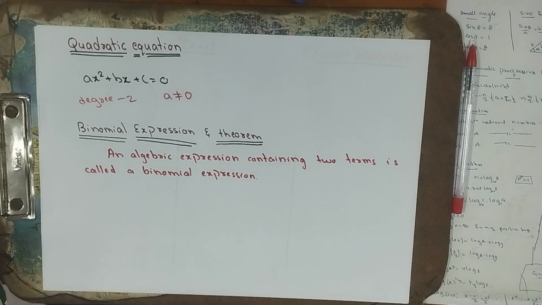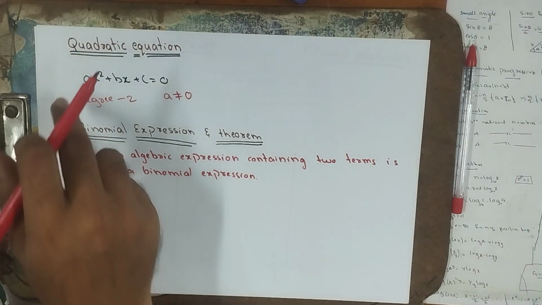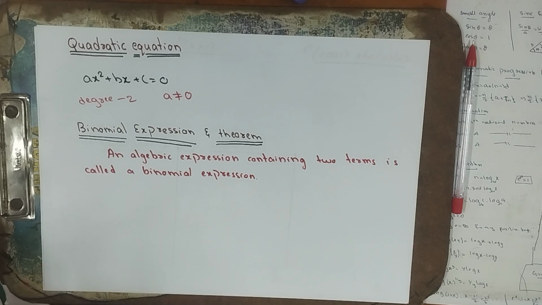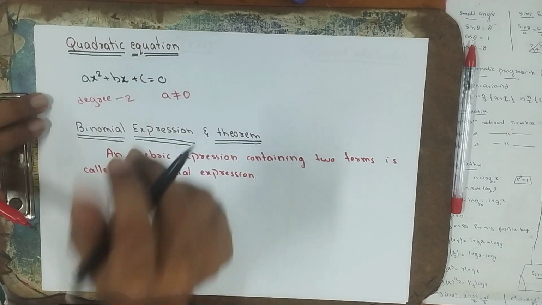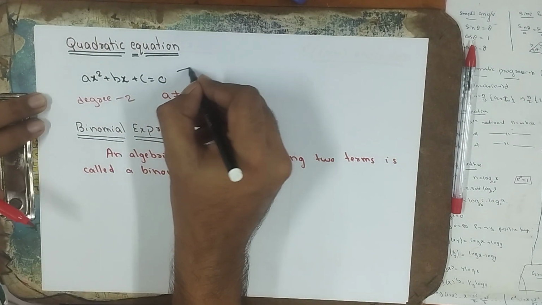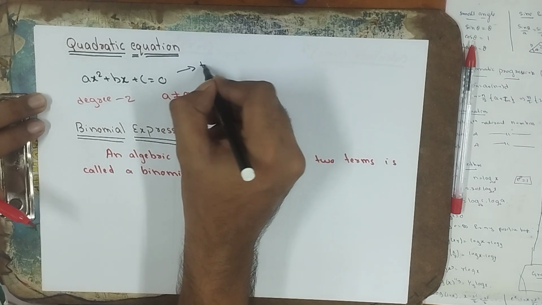Okay now, how to solve this? How to find this x value? Very simple. I think you already know: x is equal to minus b plus or minus square root of b square minus 4ac, divided by 2a. Right. Now I will tell you one small thing. In this quadratic equation, we get two values.